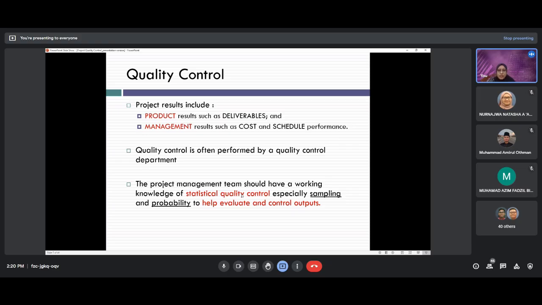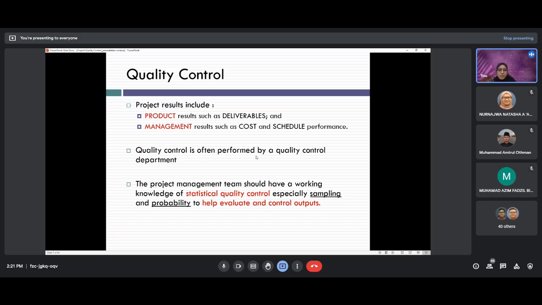Okay, project results include, one is product. When you talk about product, it is the deliverables. Deliverables, for example, like just now I mentioned a swimming pool, three blocks of schools with a swimming pool, with one canteen, and also a beautiful lecture area, yeah, and so on. So that is the product. And it comes with the management. Management is cost and schedule performance. So when you talk about project result, you're talking about not just a product, but also the management process.